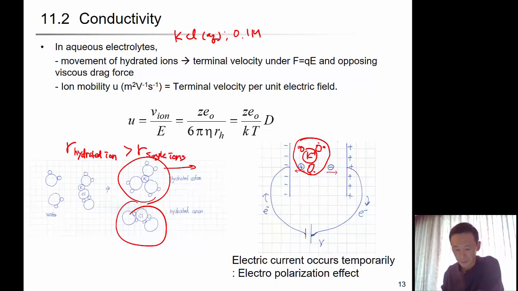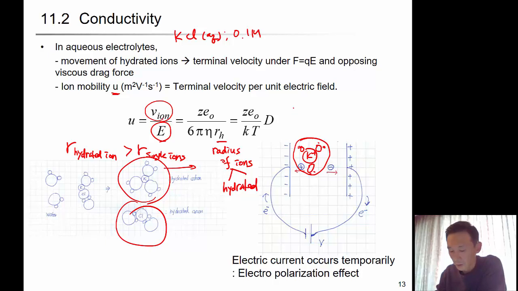Than single ions. And ion mobility is terminal velocity per unit electric field, so the velocity of the ion divided by the electric field. And the ion's velocity is z times e over 6 pi times the viscosity times R_H. R_H is the hydraulic radius of the hydrated ions. And this is a combination from the Stokes law. So in the bottom, it's from the Stokes law.